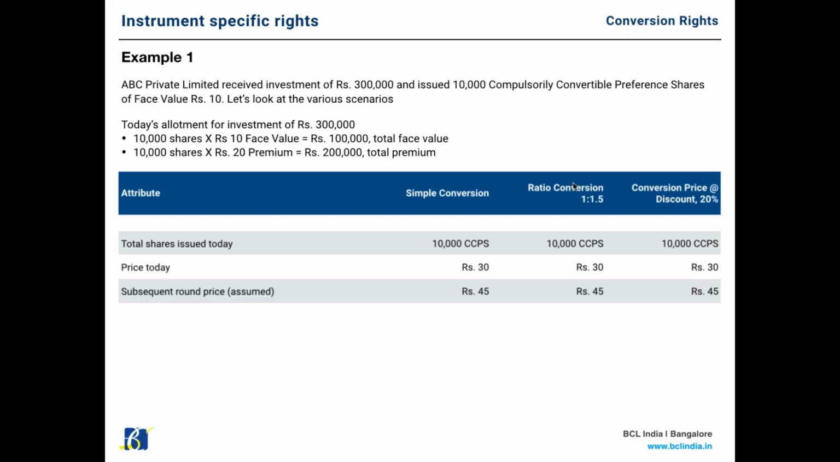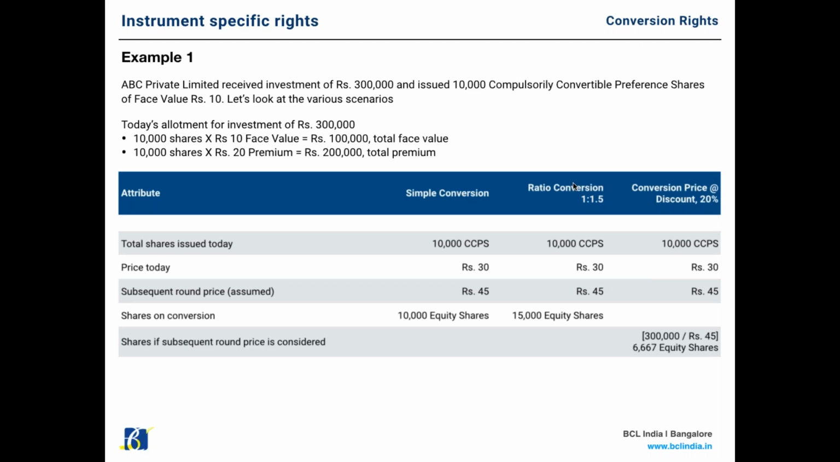Let us assume that the company also raised a subsequent round and the price in the subsequent round was 45 rupees. So we have 30 rupees as today's price, 45 rupees as tomorrow's price. Now, scenario number one, ratio on conversion is 1:1.5. That means 1.5 equity for every one CCPS. So for 10,000 shares, the person will get 15,000 equity shares.